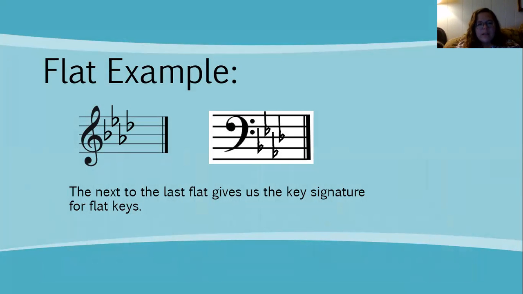First, we've got one that's got 4 flats. So let's take a look. We've got the last flat is D flat, second to the last or next to the last, however you want to think about it. We've got what? A flat. So that means it's A flat major.